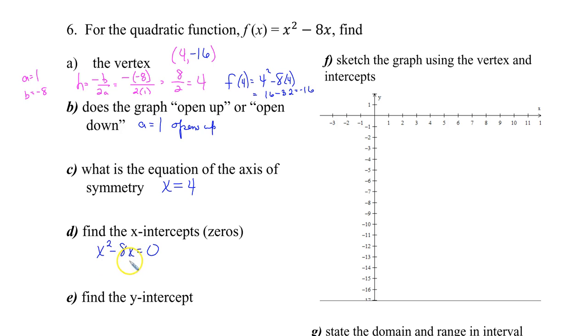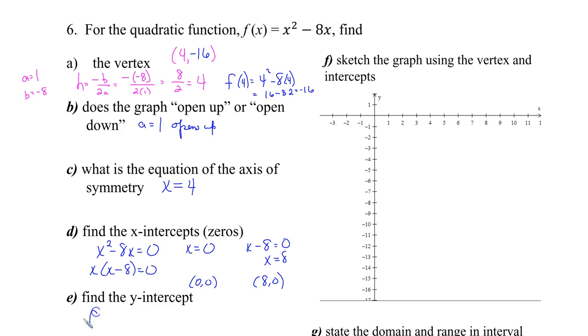We still factor, and we factor a greatest common factor of x out. So x will factor out, leaving me with an x minus 8. So I set each factor equal to 0, so I get a 0 at 0, and I get a 0 at x is equal to 8. Now, if we write these as ordered pairs, 0, 0, and 8, 0, does anybody know what the y-intercept is? You got it. It is at 0, 0.